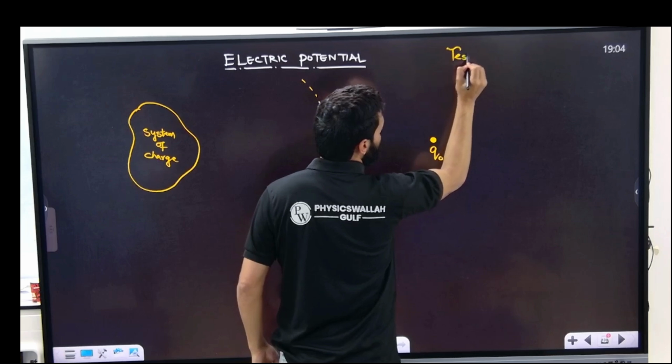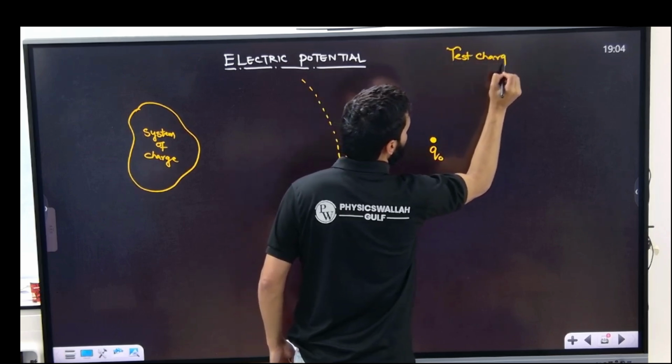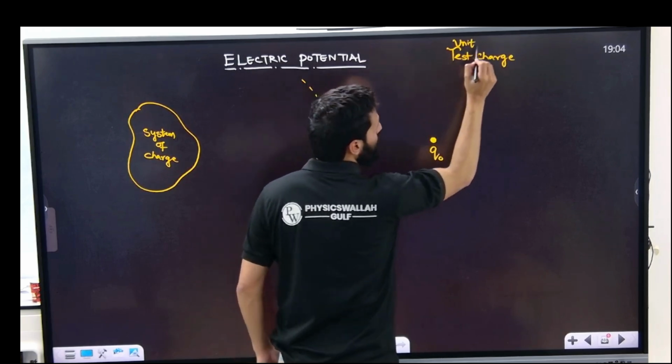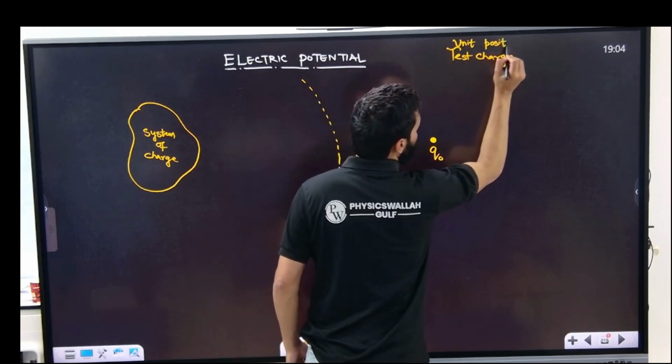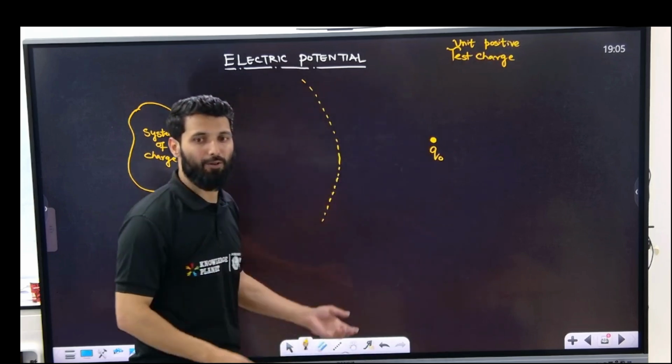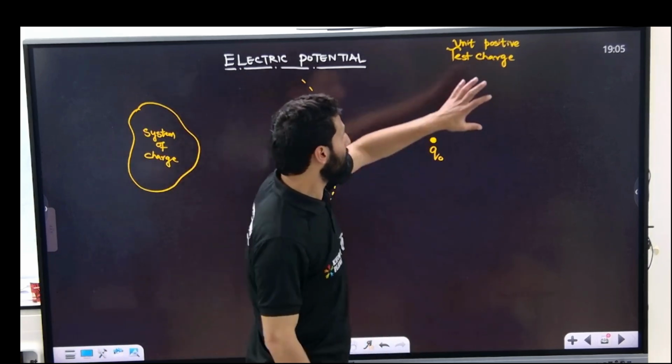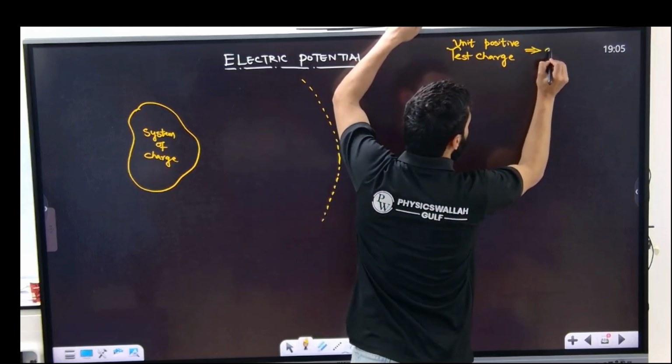I will take a test charge, and I will take unit positive. I will define it also as unit. Unit means 1 unit. Okay, unit positive, of very small magnitude. Like we took small magnitude there, here also we take small magnitude in order to just define this. Clear? Fine. Unit positive test charge, Q0.